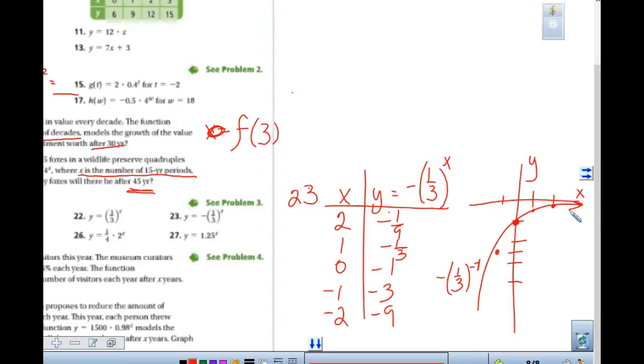Wouldn't it be negative 9 for negative 2? I have that. Or, wouldn't it be positive? The negative isn't being squared. The negative was not in the parenthesis. So this means a negative 1 times 1/3 to the negative 2. And that negative 2 is going to make us take the reciprocal of that. So it really means negative 1 times 3 to the second. Okay? Does that make sense?